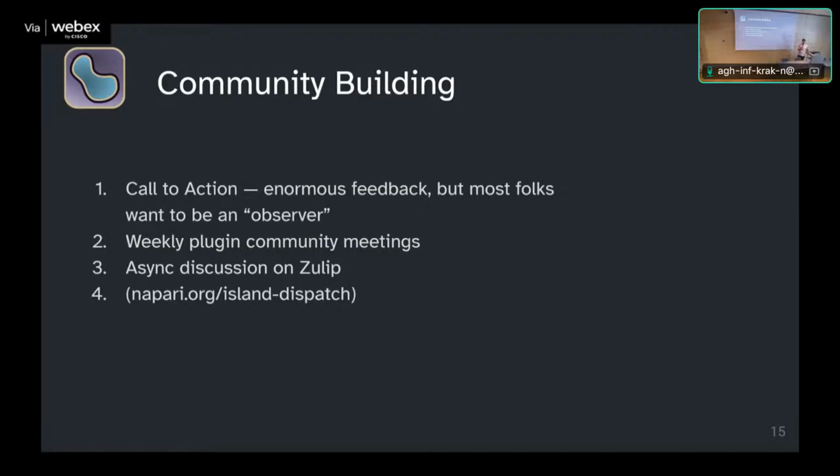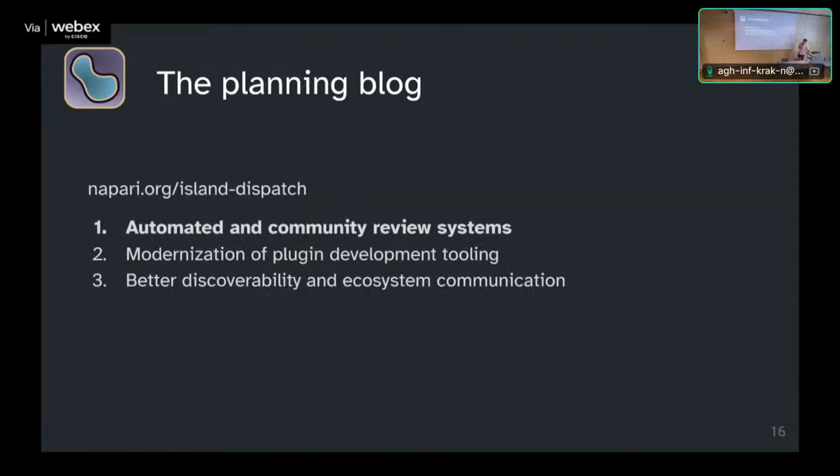We got a lot of time to really hash out some of the more complex details, which is where a lot of this has blossomed from. And we continue our discussion on our Zulip. And finally, I made a blog post, which you could read on napari.org/islanddispatch. But the key points of this blog post are that we would have an automated and community review system, that there would be modernization of plugin tooling, and that there would be better discoverability and ecosystem communication.